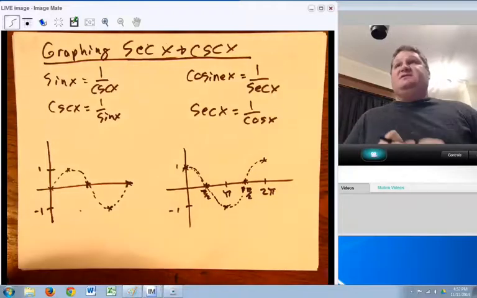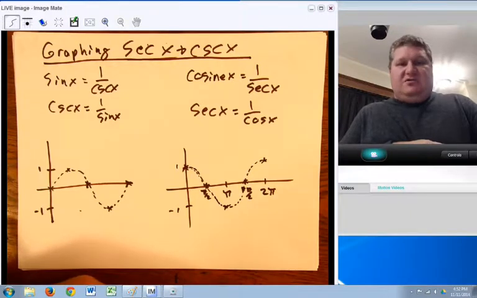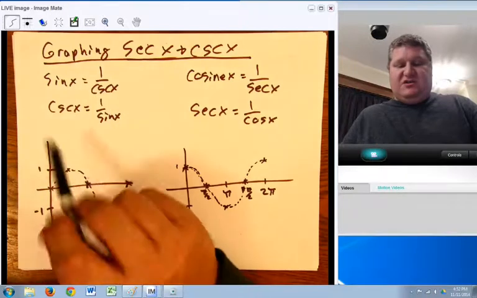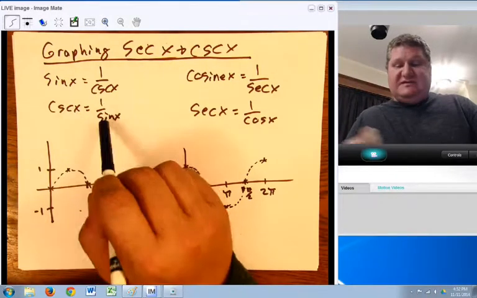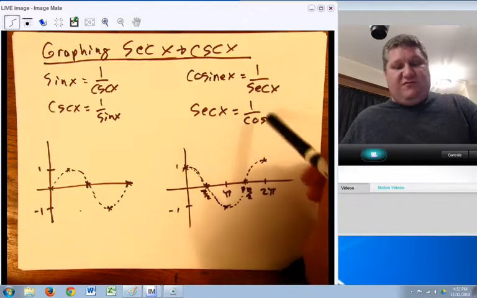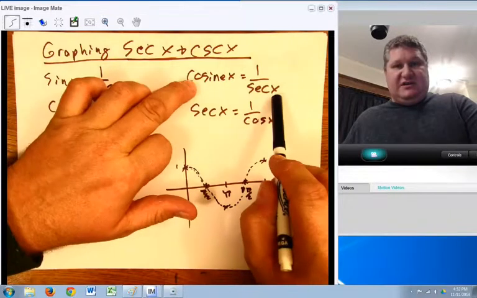Okay, ladies and gentlemen, we are going to finish up our graphing with secant and cosecant. So, secant and cosecant graphing. The nice thing is secant and cosecant are very, very closely related to sine and cosine. Sine equals 1 over cosecant, so therefore cosecant equals 1 over sine. Cosine equals 1 over secant, and secant equals 1 over cosine. So whereas sine and cosecant go together, cosine and secant go together.